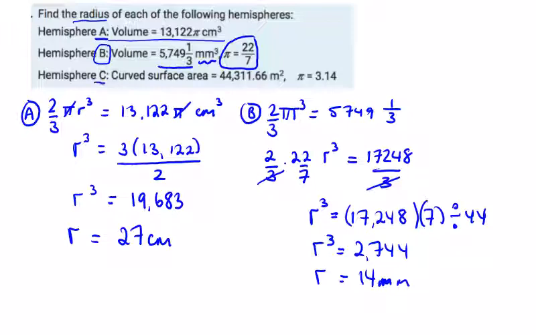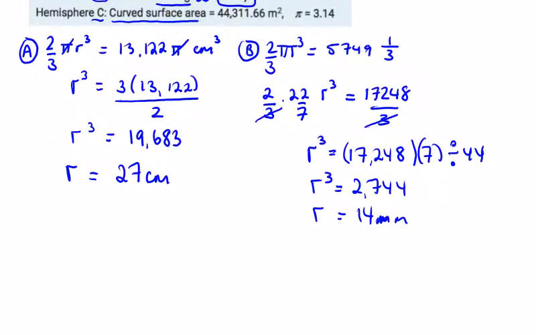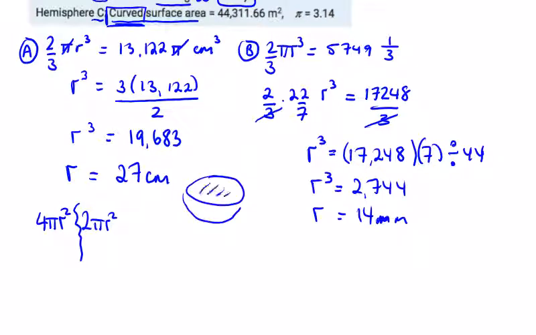In C, we're looking for the curved surface area. We're told the curved surface area. We know that the surface area of a sphere is 4 pi r squared. So for a hemisphere, it's 2 pi r squared. For the curved surface area, which is what we're asked, but if we were looking for the surface area of a hemisphere, we'd have to include that little circle on top there. So we're just looking for this bit in here, the curved surface area.